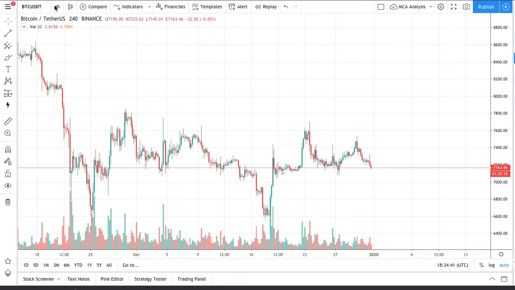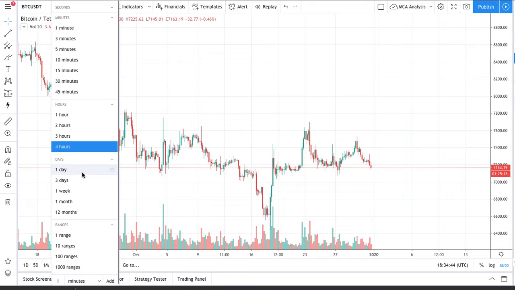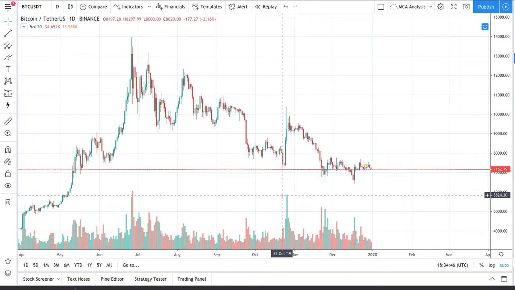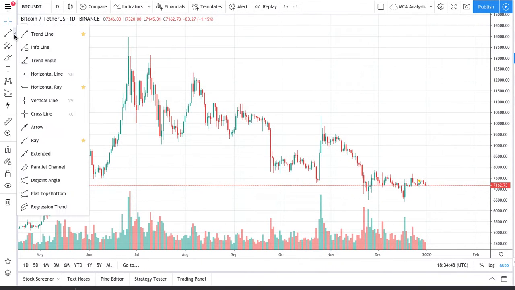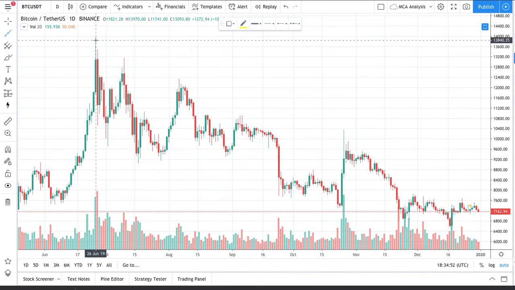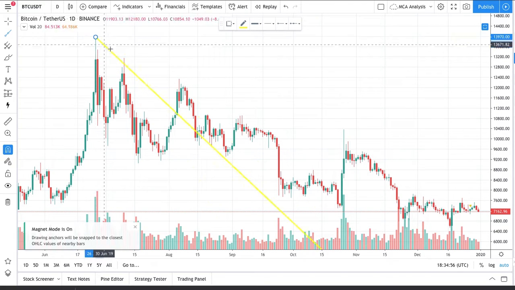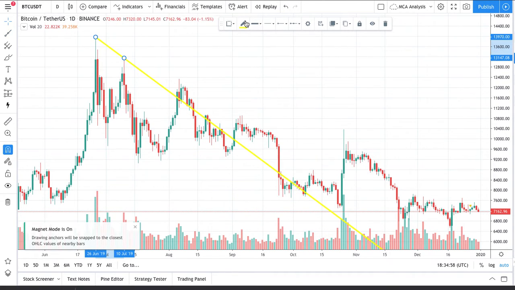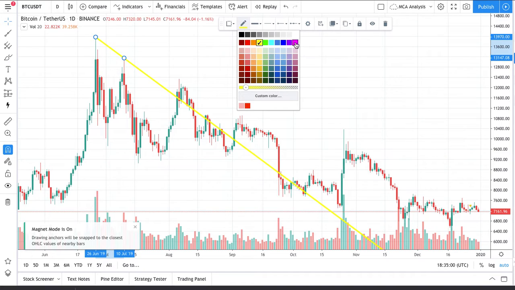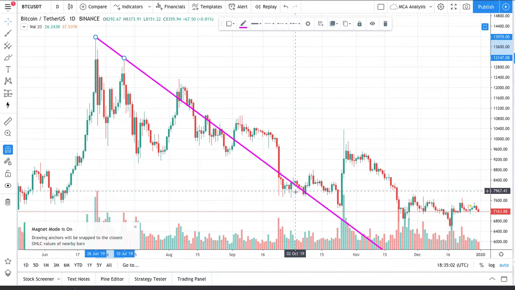So what we're going to do now is I'm going to show you a study that I've been watching for a long time. This is a trend line study. I'm going to use the ray tool and the magnet mode, so that helps me get right to the right point of these trend lines. I'm going to draw in a nice pink color. Why not? We love good pink.